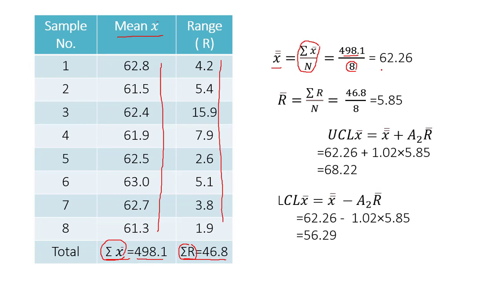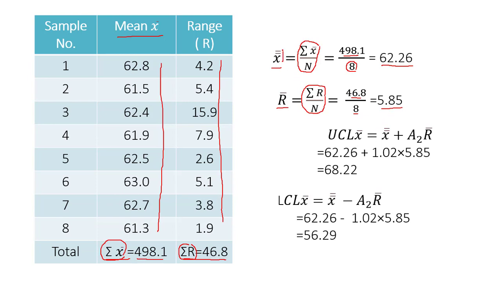Based on this equation we will get X double bar as 62.26, and R bar, the equation will be sigma R divided by capital N. Sigma R is 46.8 and capital N is 8. So we will get 5.85 as R bar.